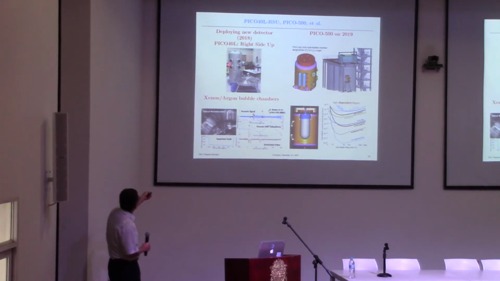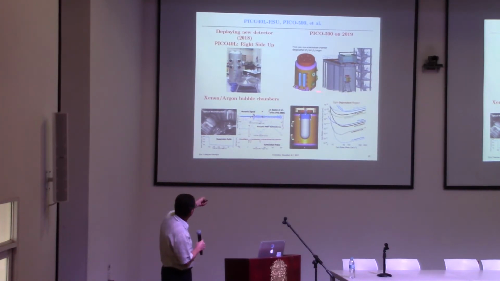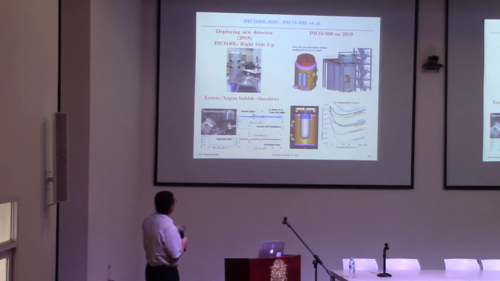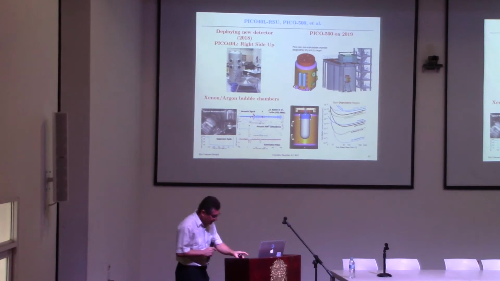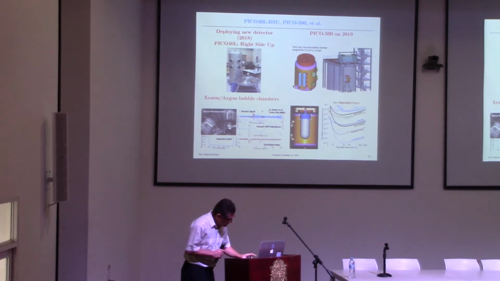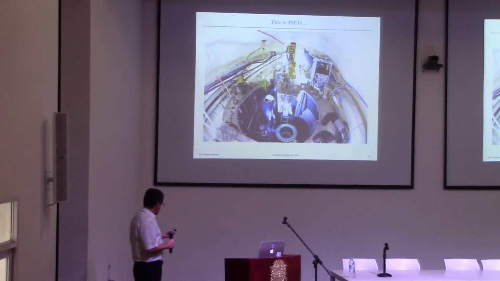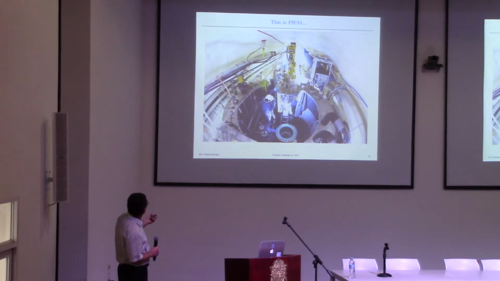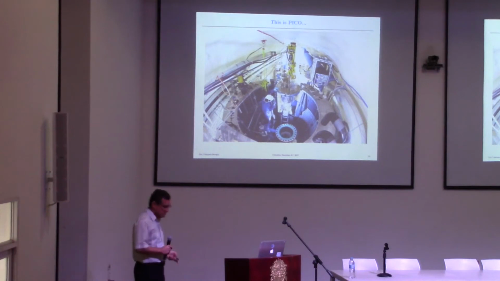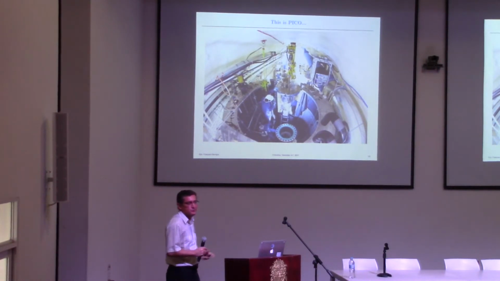And this is PICO-40L, the pressure vessel on the surface at SNOLAB. This is a cartoon of the design we are doing of PICO-500, and well, I already showed it in the previous slide. This is a picture of our run in 2017 at SNOLAB that I just showed you, but I think this picture is really cool, so I wanted to show it.